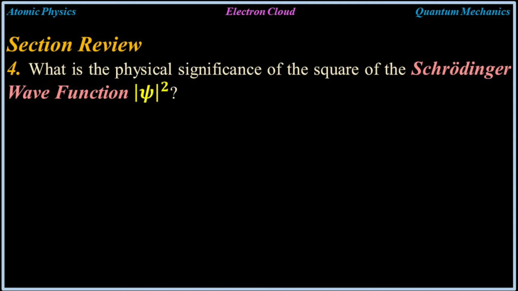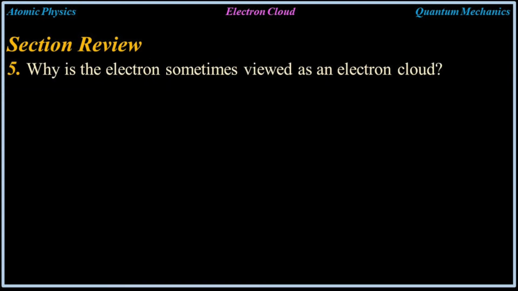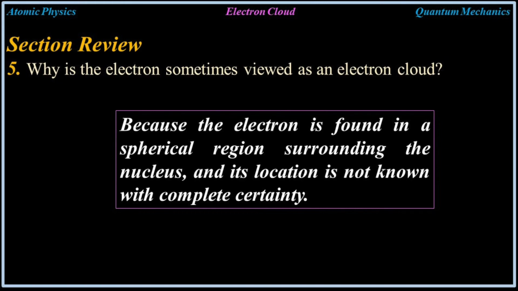What is the physical significance of the square of the Schrödinger wave function? It is proportional to the probability of finding the electron at a given position. Why is the electron sometimes viewed as an electron cloud? It's really a probability cloud, because the electron is found in a spherical region surrounding the nucleus, and its location is not known with complete certainty.